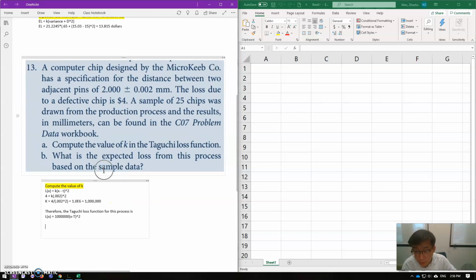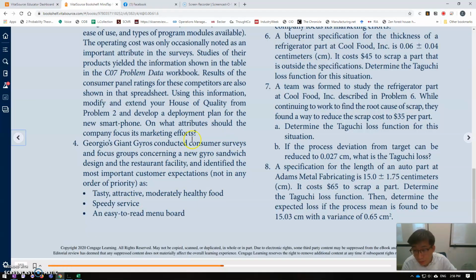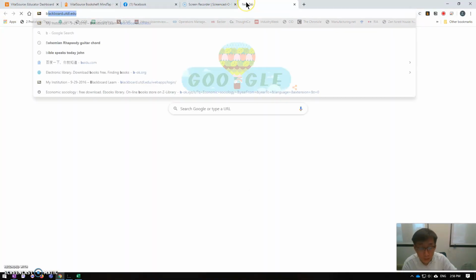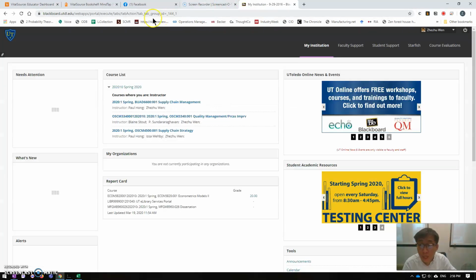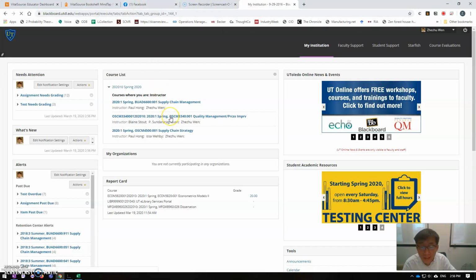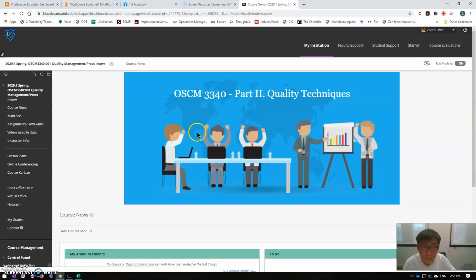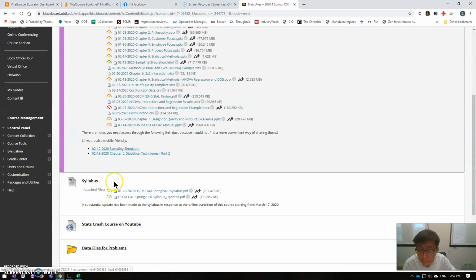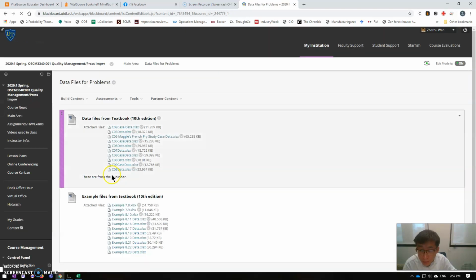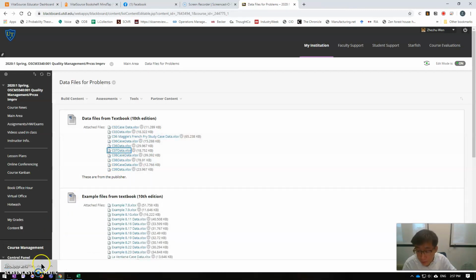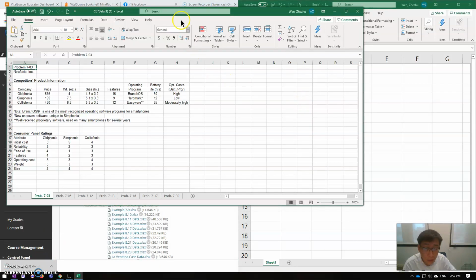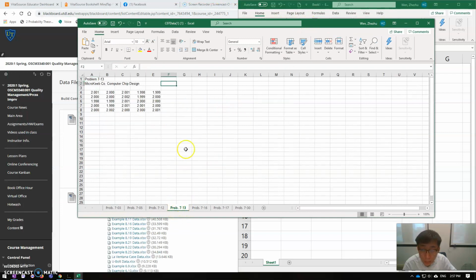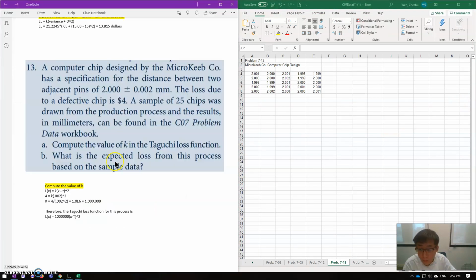And what is the expected loss from this process based on the sample data? All the data is attached in the Blackboard. Let's take a look at the main area. And we have data here. Chapter 7 data is here. Let's open it up and go all the way to problem 13. Okay, problem 13, the second question.